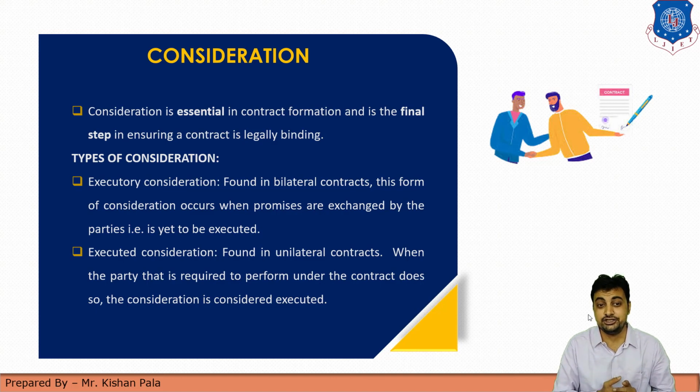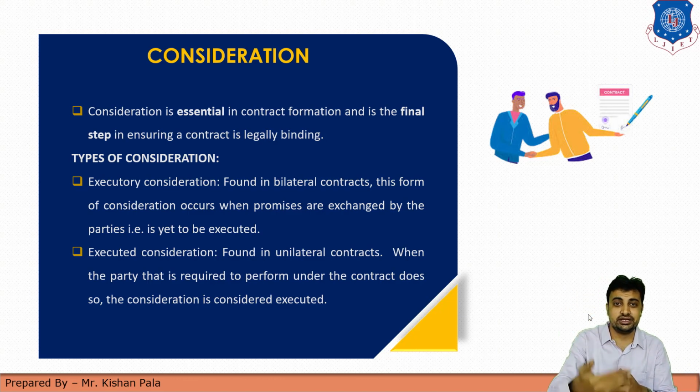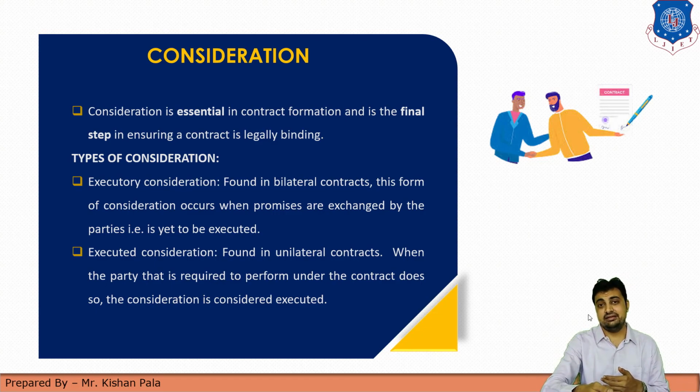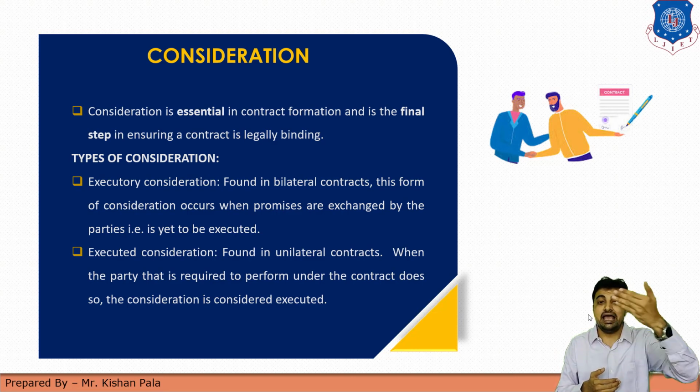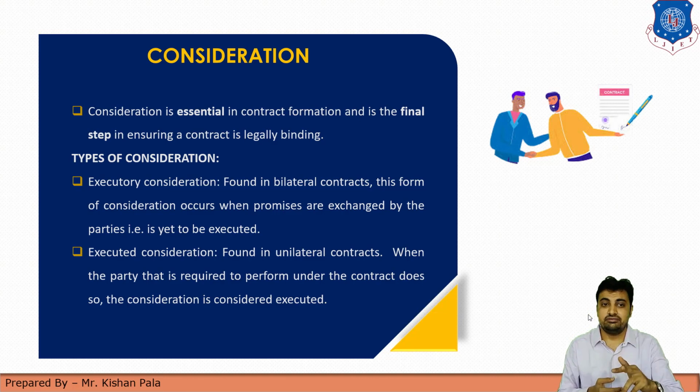And the second one is executed consideration. It is found in unilateral contracts. When the party that is required to perform under the contract does so, the consideration is considered executed. If one party has already executed that work, for example I am the contractor and I have already completed this work, it means the other party should consider this, and the further process is done by the other party. So the consideration is considered as already executed. So these are the types of consideration.